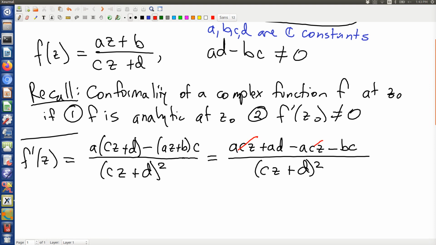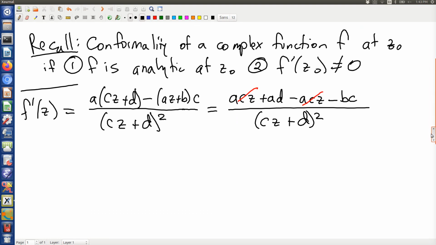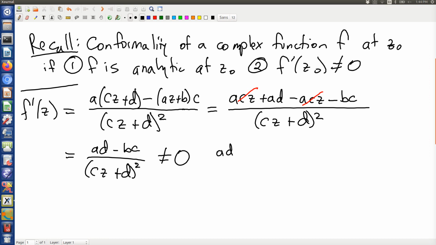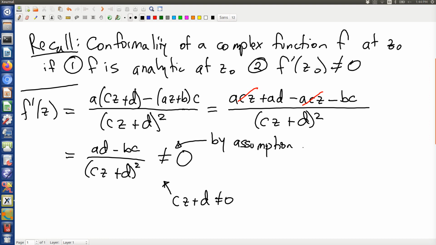And conveniently there's a cancellation. That cancellation results in a quantity, and the thing to notice is that provided this is defined, it is definitely not 0. Provided that the denominator is non-zero, and by assumption AD minus BC is not equal to 0 because it's a Moebius transformation.